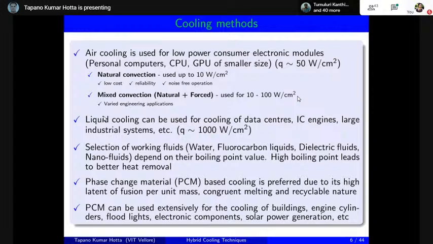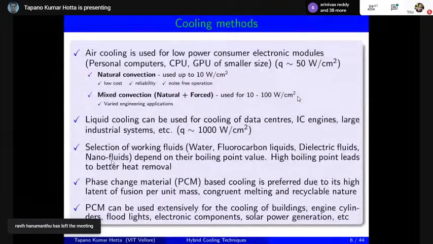But again, the challenge with the liquid is what kind of liquid you want to use. Either you should go for water, or some fluorocarbon liquids, or dielectric liquids, or nanofluids. So selection of the liquids is a greater challenge. But maybe in my next slides, I will highlight how you go about the selection of the working fluid.